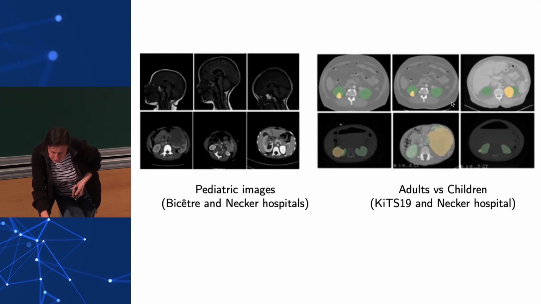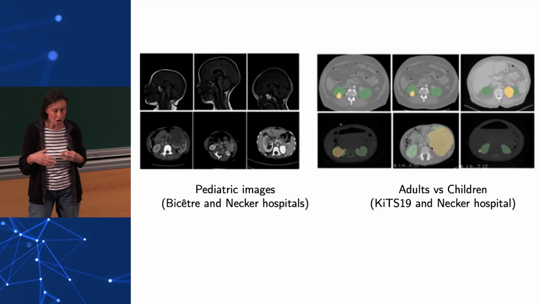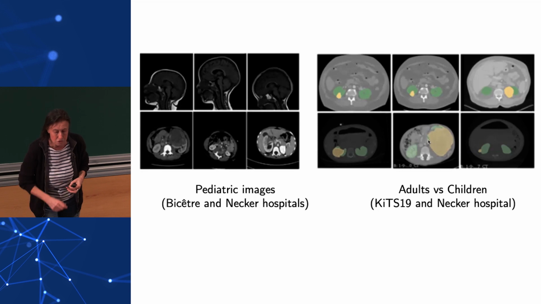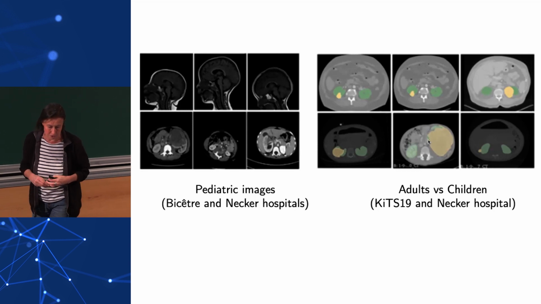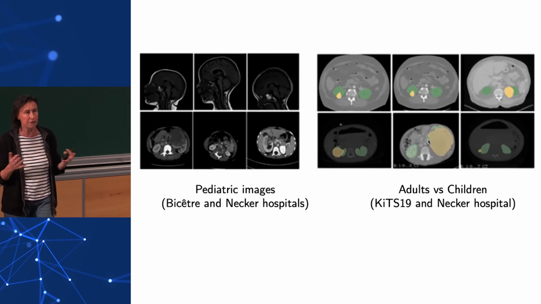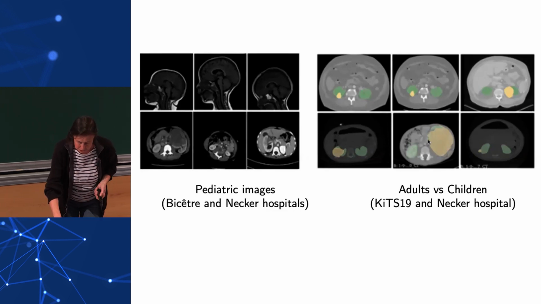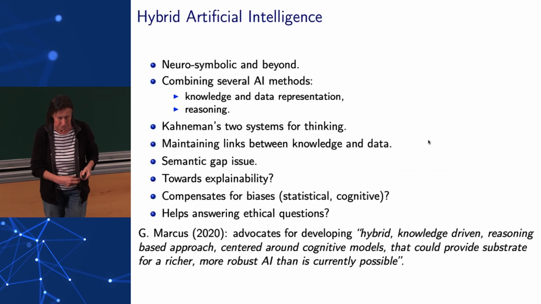For instance, we can compare here adult images and children images. Of course, the size of the organ is much smaller on children than on adults. But since the type of tumors is completely different, here we have tumors that can be, in comparison, much larger than the ones on adults. And this makes usual methods based on transfer learning, for instance, very difficult to apply on these images. So we have to add something to take the specificities into account.